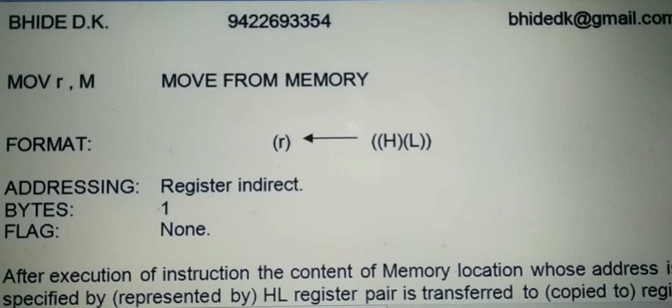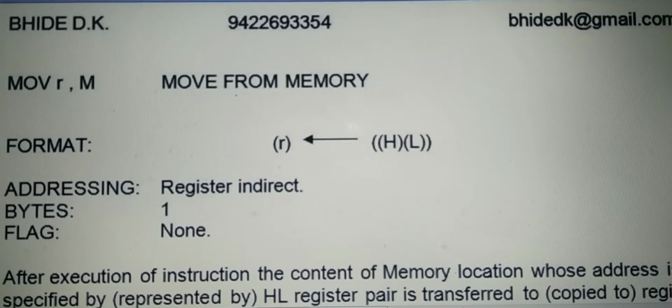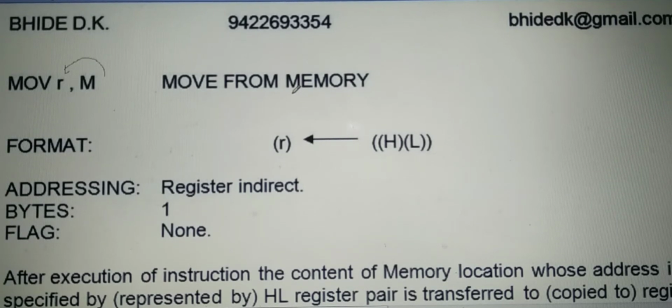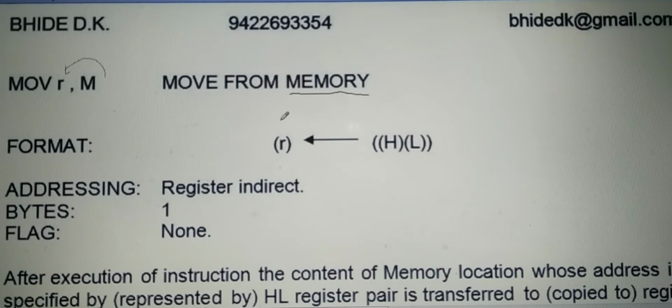The second instruction from the data transfer group is MOV M to R. M stands for memory. The meaning of M is memory. That means you are transferring the data from a memory location to a general purpose register.